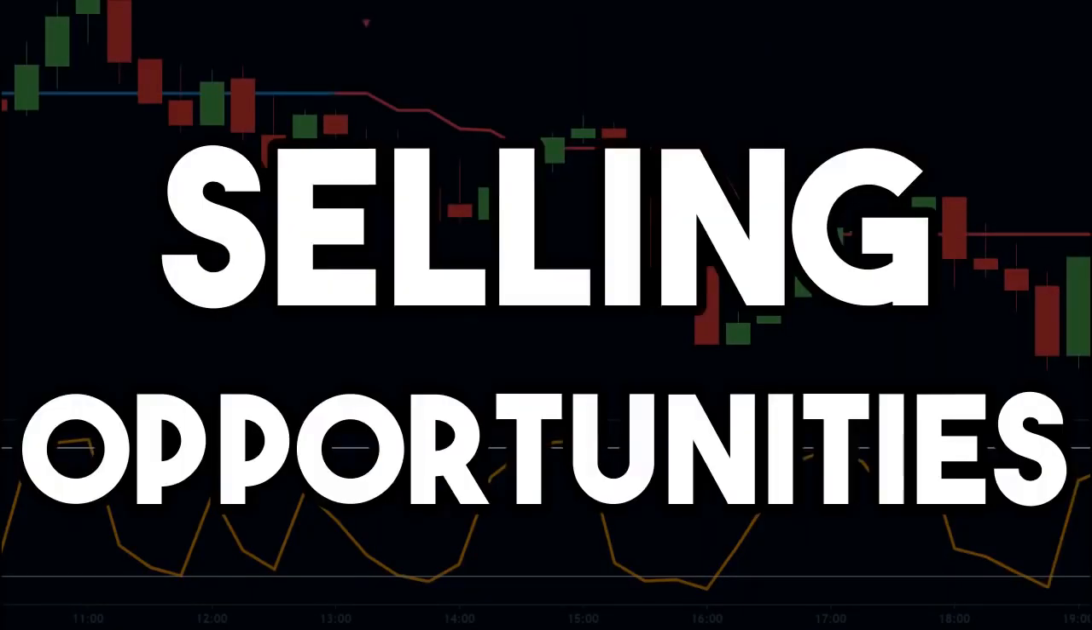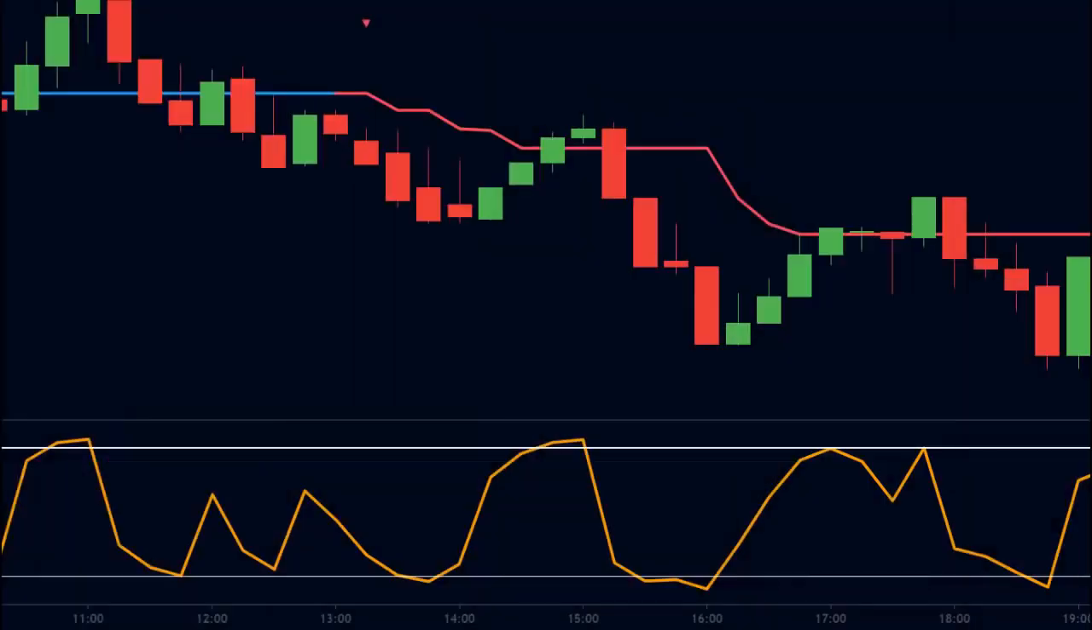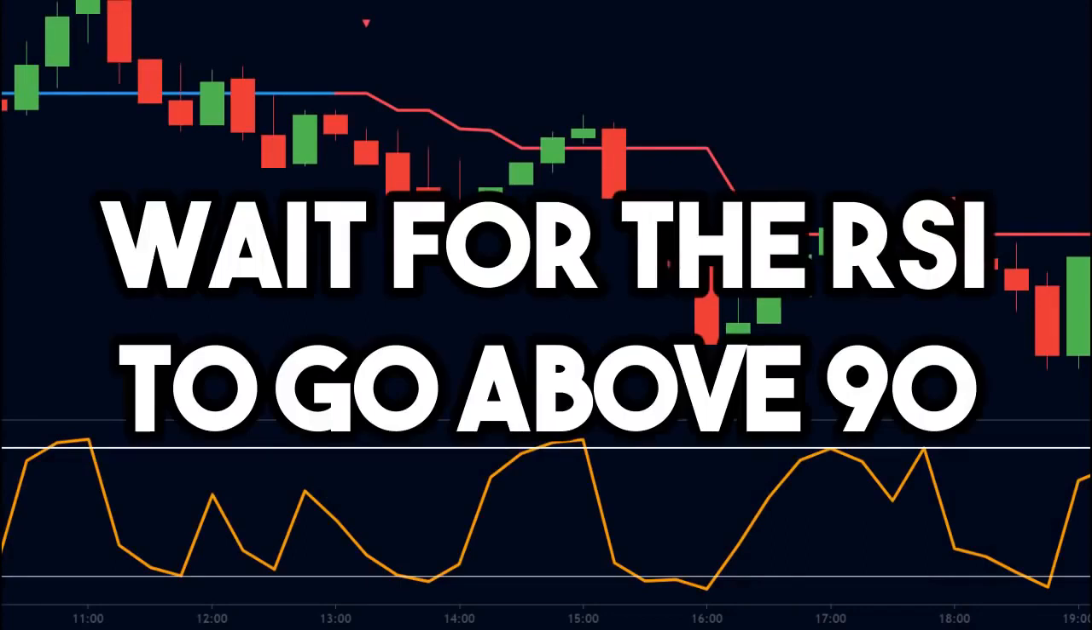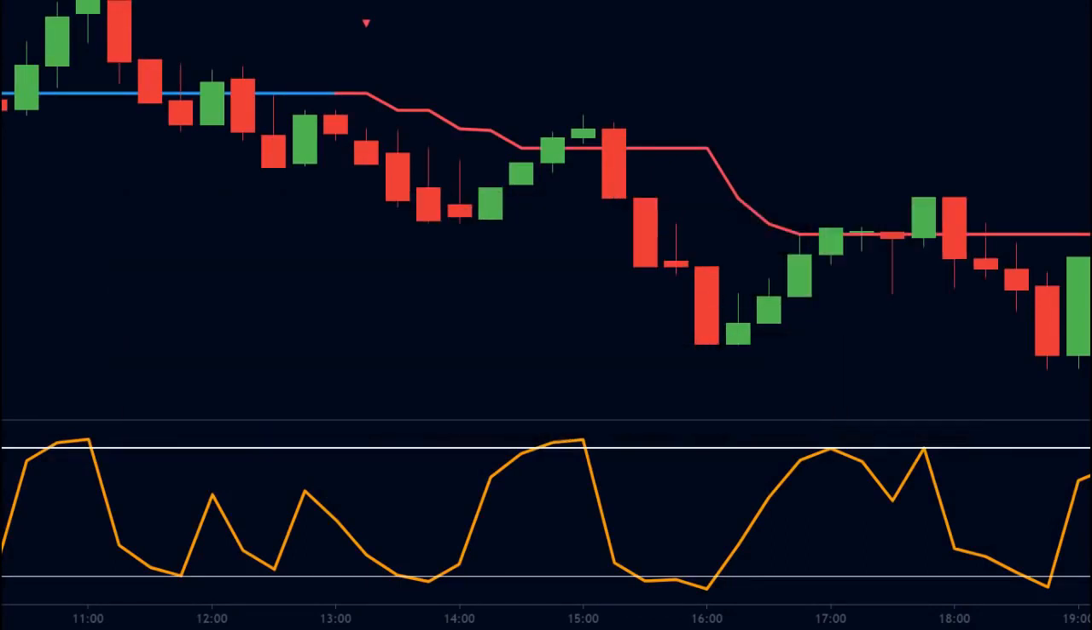Therefore, we are looking for selling opportunities only. So, we wait for the RSI to go above 90. Here we see that on this candle, the value of the RSI is above 90. So it satisfies both the rules. The half-trend is red, and the RSI is above 90. Hence, this becomes our trigger candle. So we place a sell order below the low of this candle.